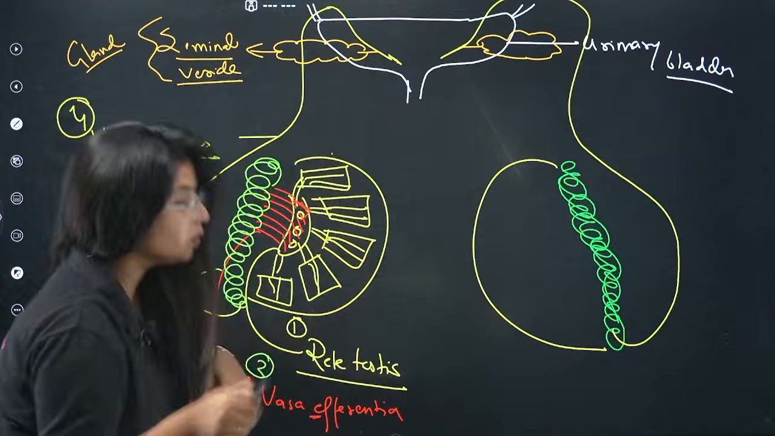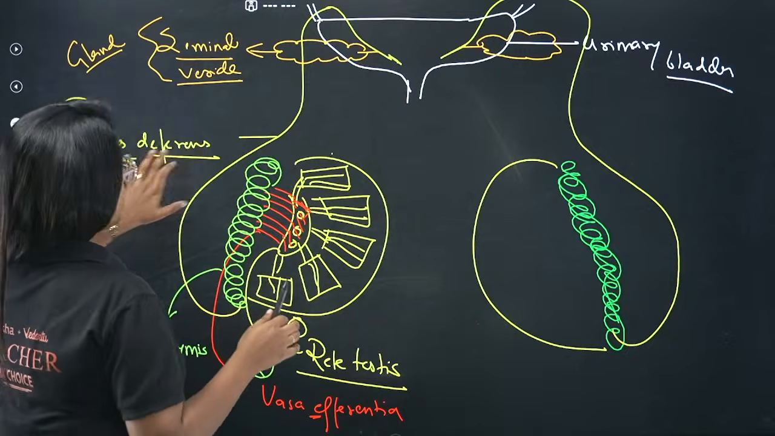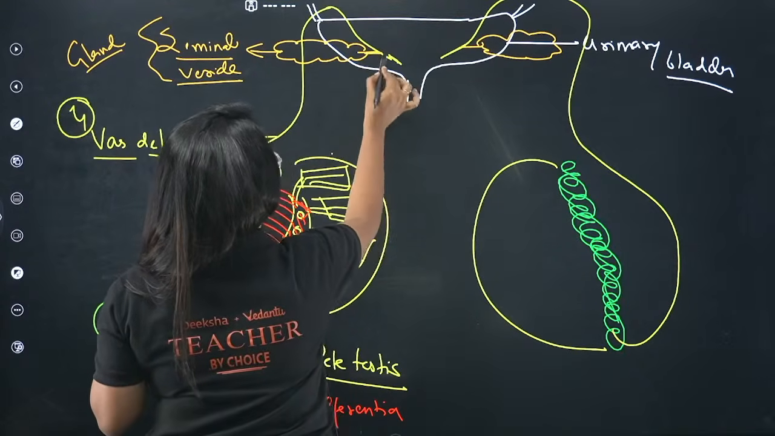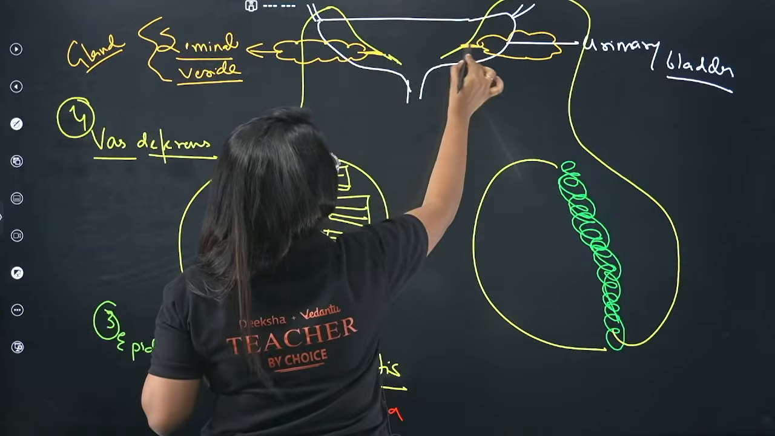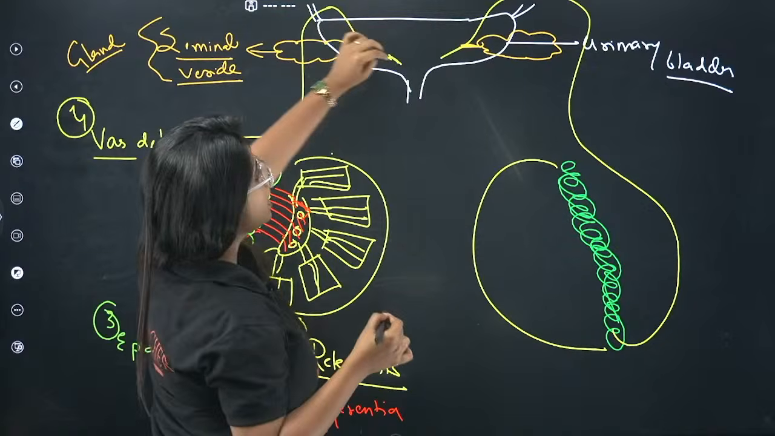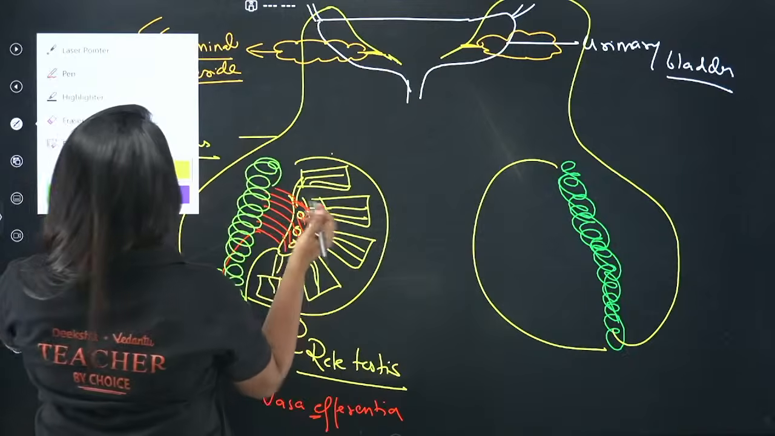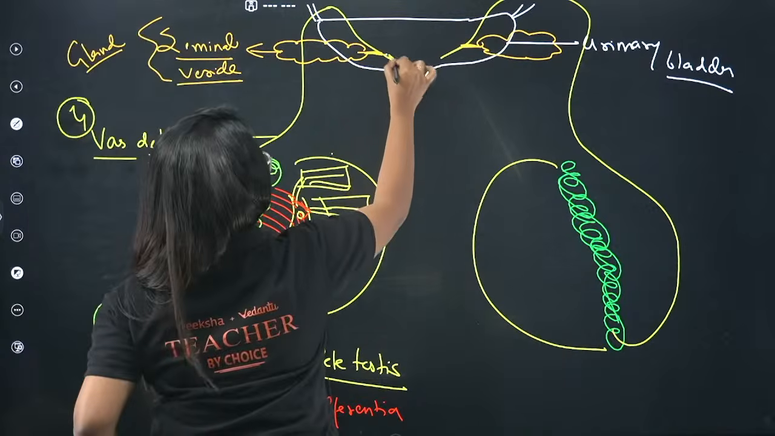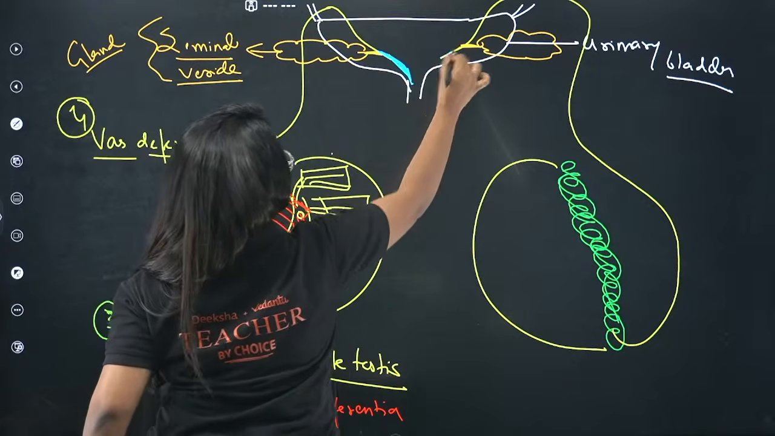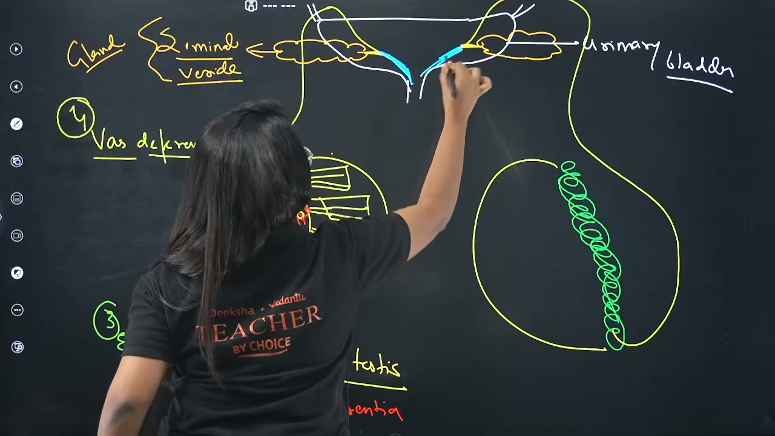Cool. Now, let's come back. So now, over here, if you notice, this seminal vesicle is secreting its secretion over here. It is also secreting its secretion over here. Now, together, the duct of the vas deferens and the duct of the seminal vesicle both form a new duct altogether. Here also and here also.